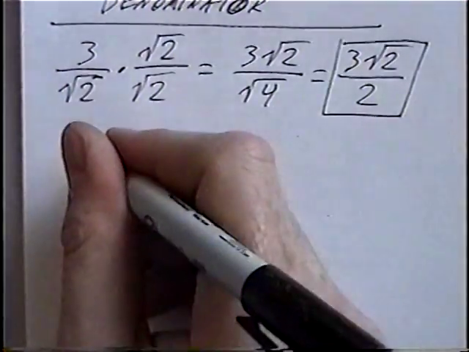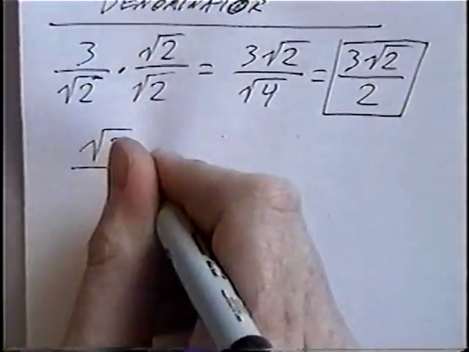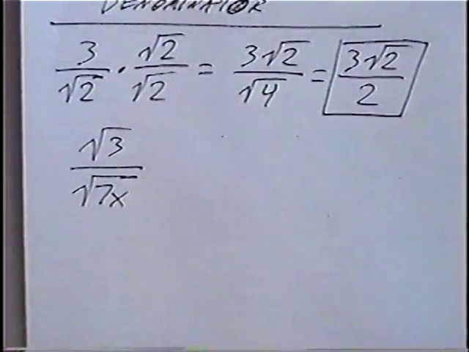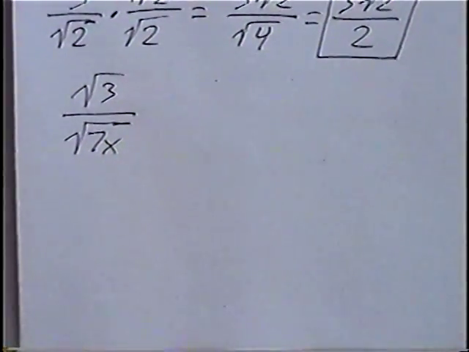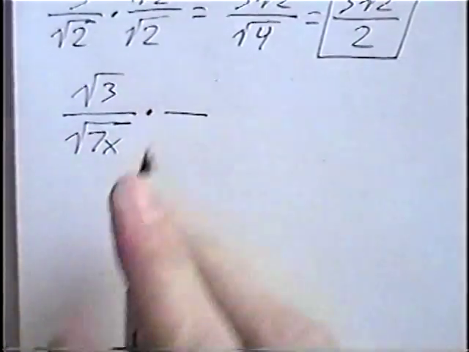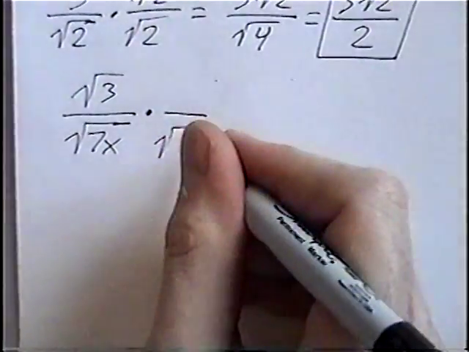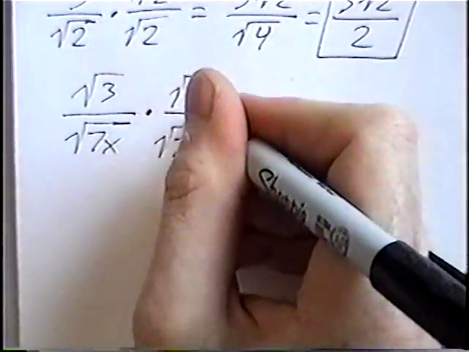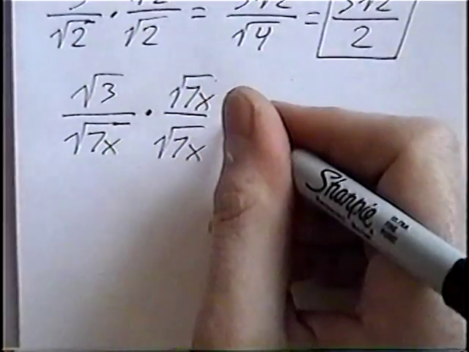Last question for this section. Radical 3 divided by radical 7x. Again, for this question, you'll multiply whatever radical's in the denominator, multiply by that same radical for the numerator and denominator. In this case, it's radical 7x.